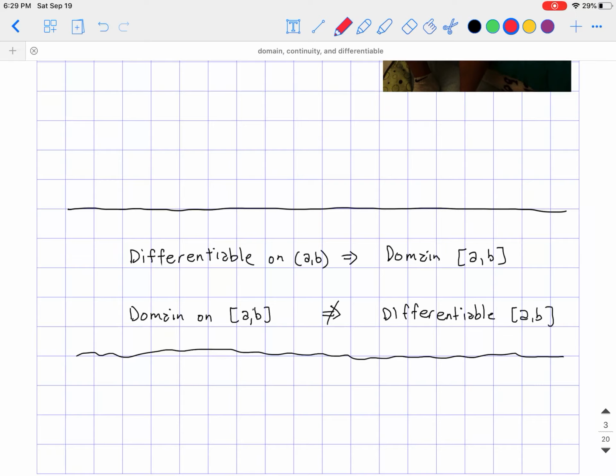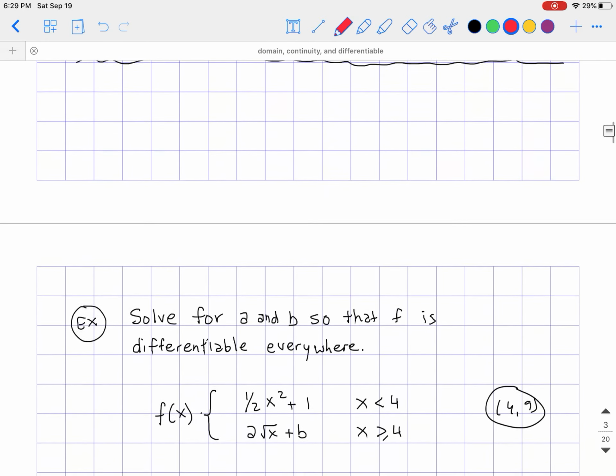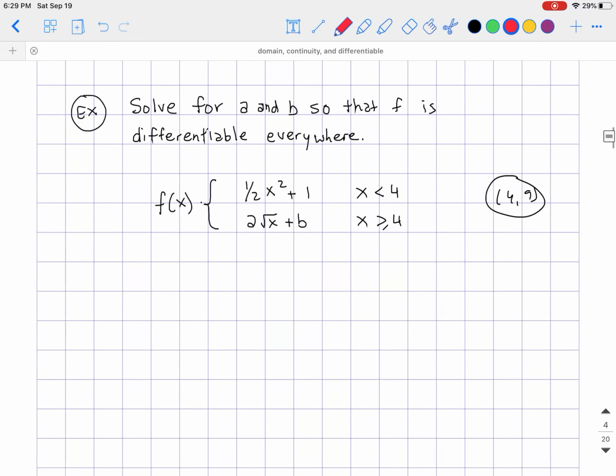But if you have a function with a certain domain of A to B, that doesn't necessarily mean that it is differentiable from A to B. And I could change this into an open interval, exclusive of the endpoints.